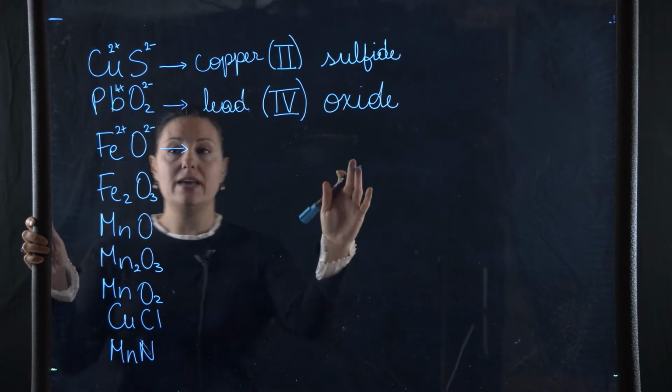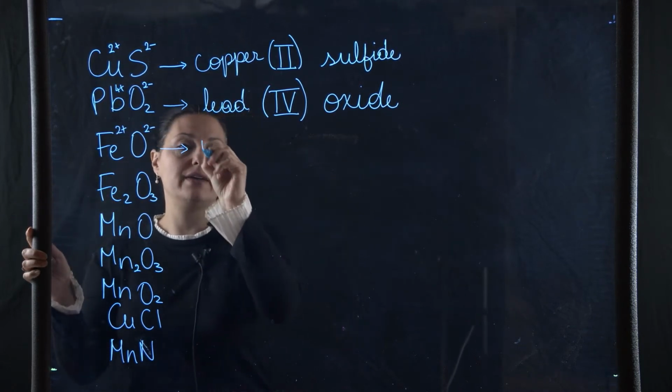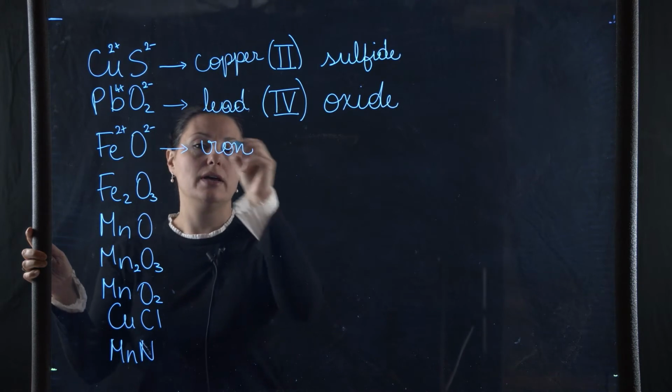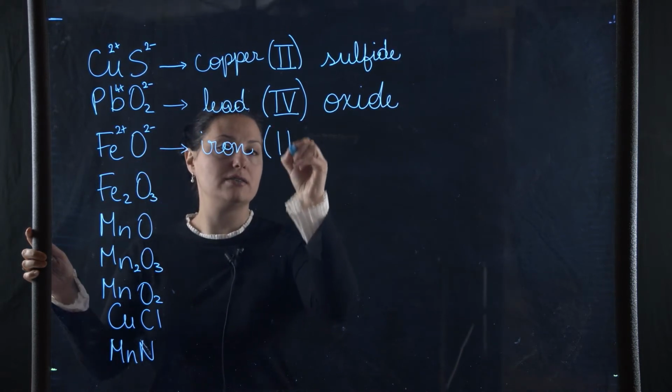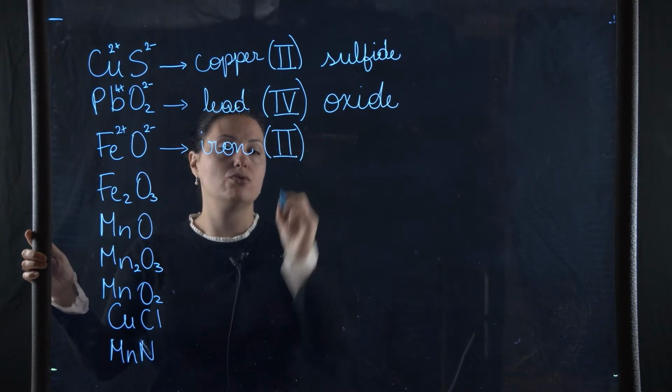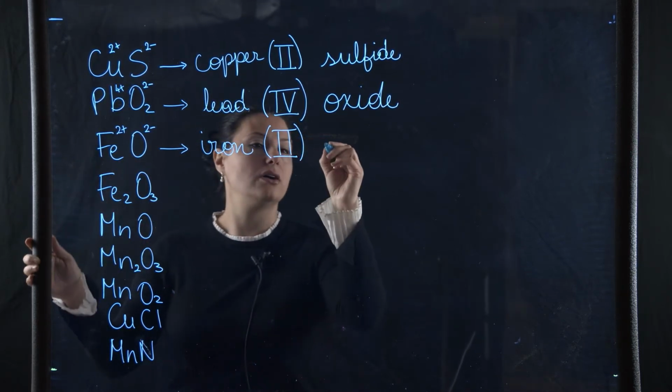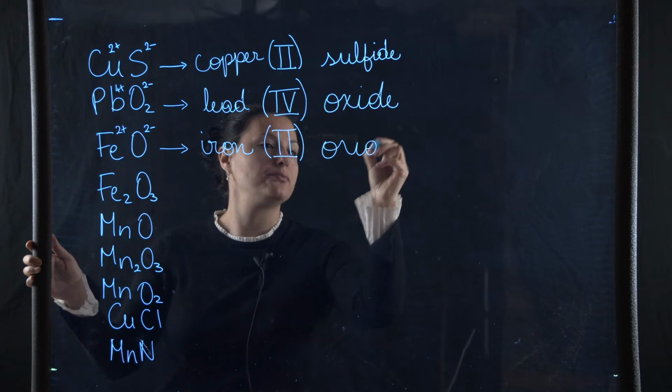Therefore, when I go to name this compound, I will write the name, so iron, and then I will have to specify the charge on the iron, which has to be 2 for this one, in Roman numerals, and then I write oxide once again.